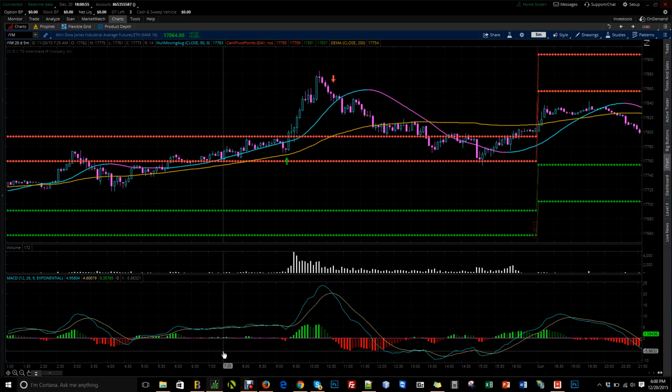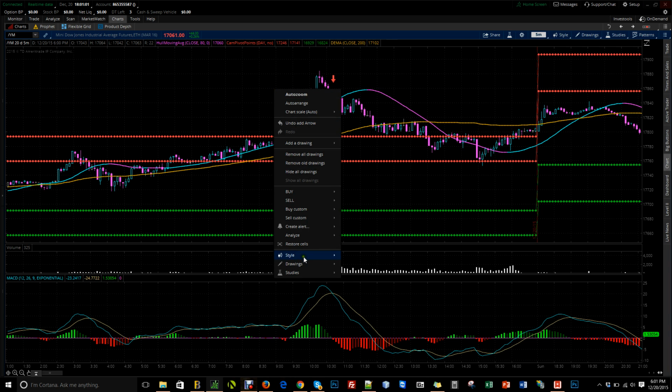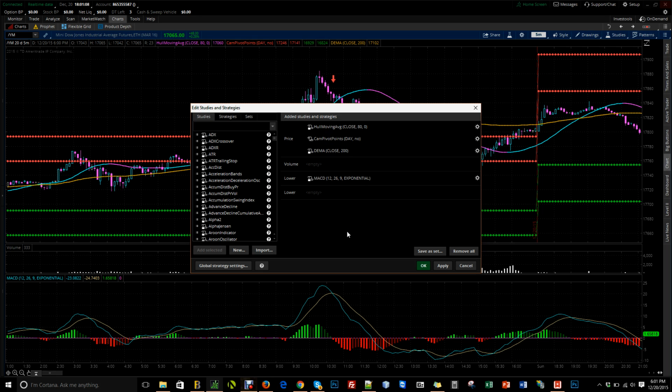Okay? Now, going to right-click, go to Studies, and Edit Studies. This is on the thinkorswim platform, not MetaTrader 4. Okay. I use a few different indicators here. I use the Hall Moving Average set to 80. I use CAM pivot points, and those CAM pivot points, these are these green and red points.